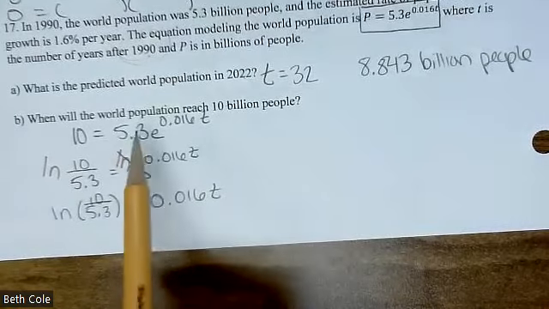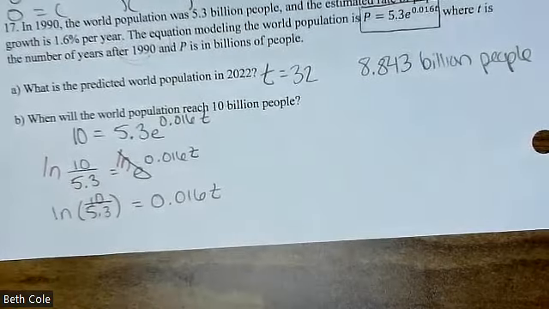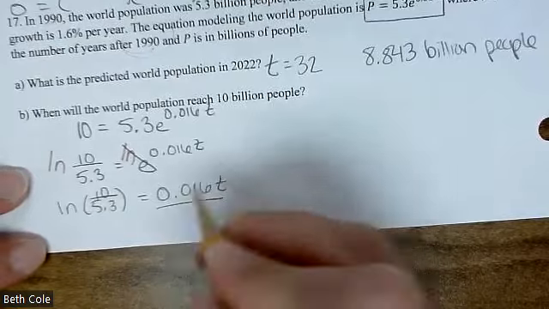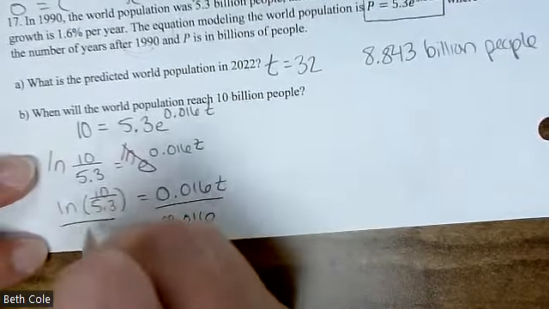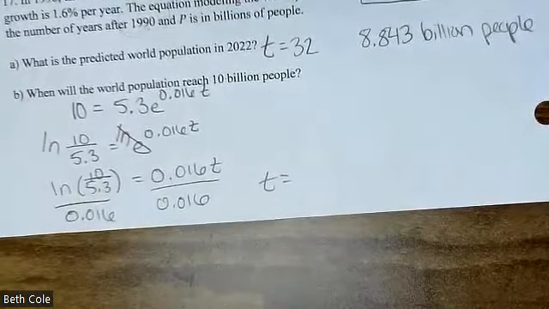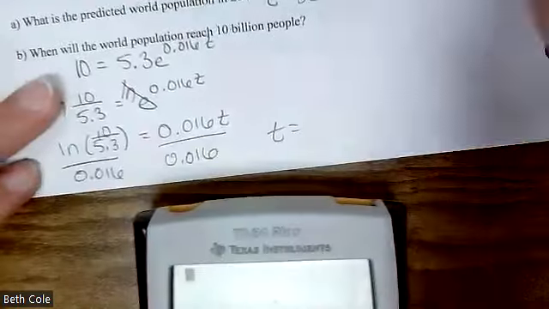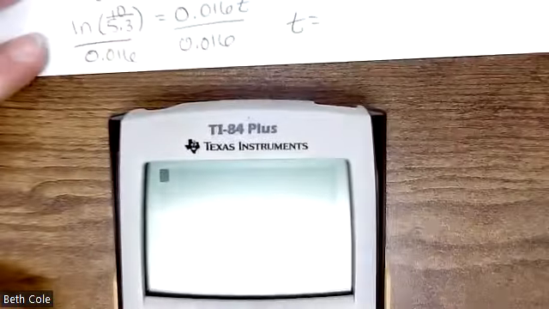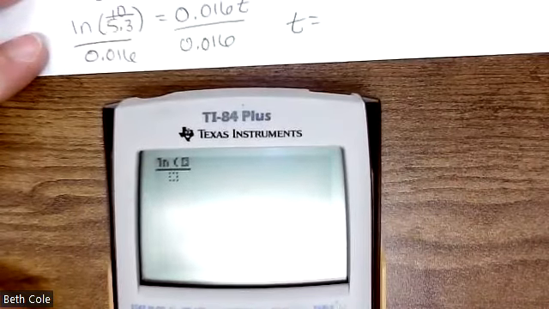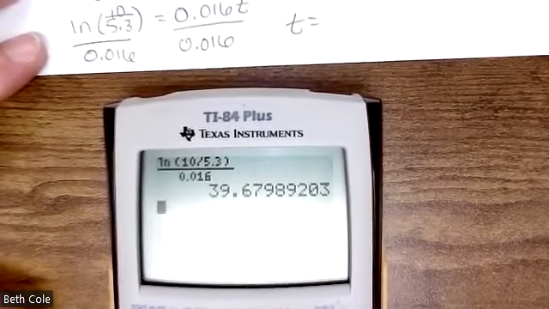And let me recap. We divided by 5.3. We did ln to cancel out the E. What's your last step? We'll divide by, yeah, 0.016. And then what you're going to do is type that in your calculator, and don't stop listening to me, because there's actually one other thing we have to discuss, okay? And I would use alpha y equals for the fraction bar: ln, 10 divided by 5.3 and then over 0.016.